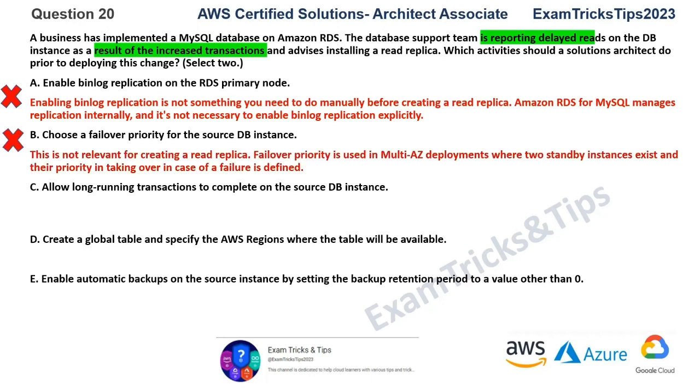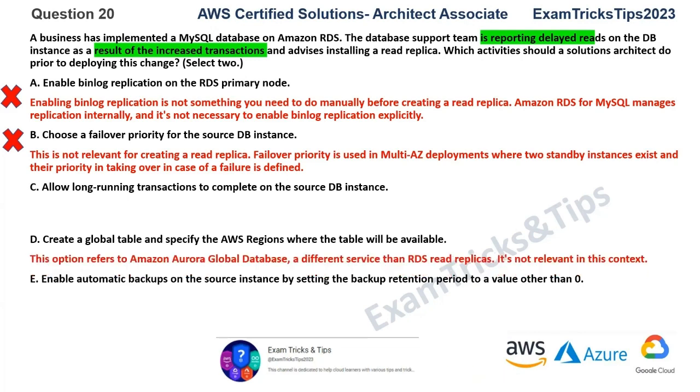Option D, create global tables. Now, global tables is not a MySQL RDS database feature. It is an Aurora global database feature, and it is not relevant in this context. So we rule that out and we're left with two options. Then option C and option E, allowing long-running transactions to complete on the source DB instance and enable automatic backups on the source instance by setting the backup retention period to a value other than 0.